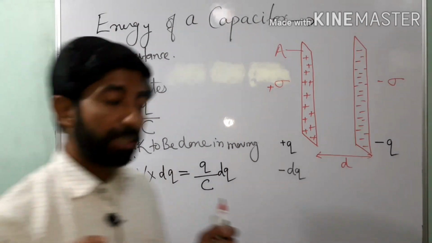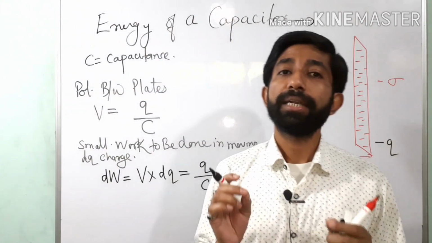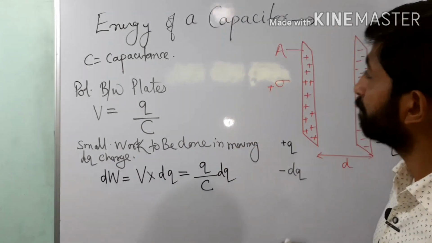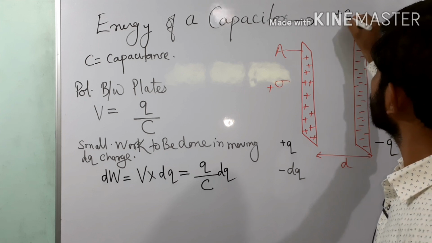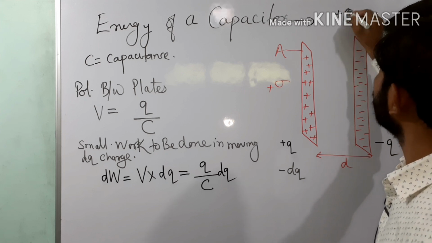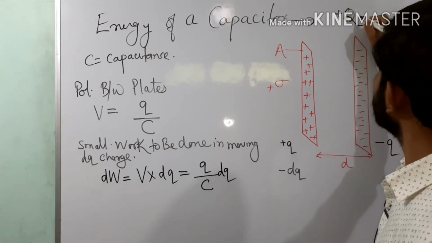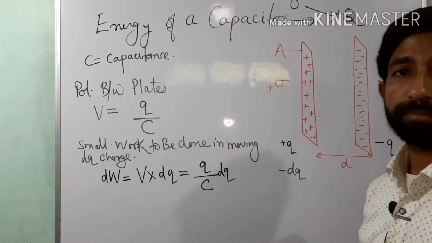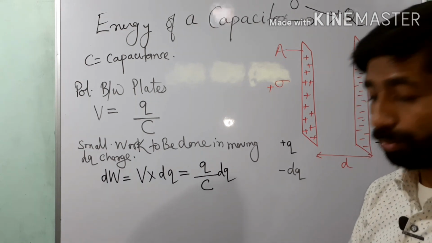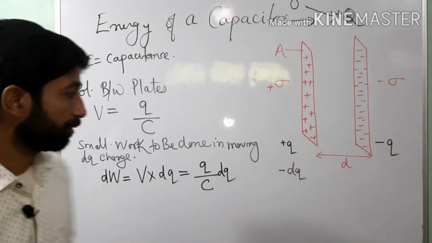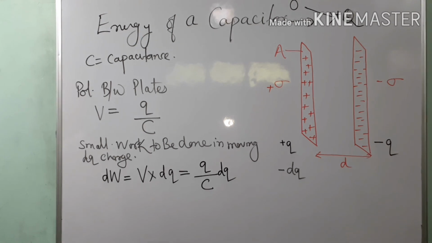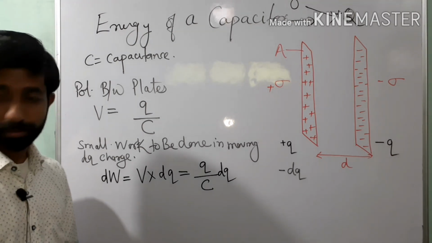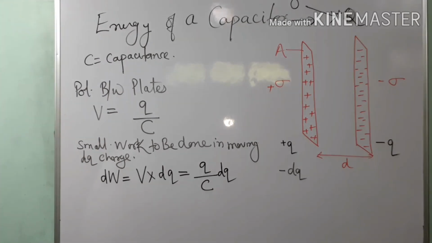Now initially the conductor had how much charge? Zero, and you want to charge it up to, suppose, plus Q. Your charge goes from 0 to plus Q. So how much will be the total work done? That will be calculated by integration simply. So I should be doing some little more mathematical calculation.